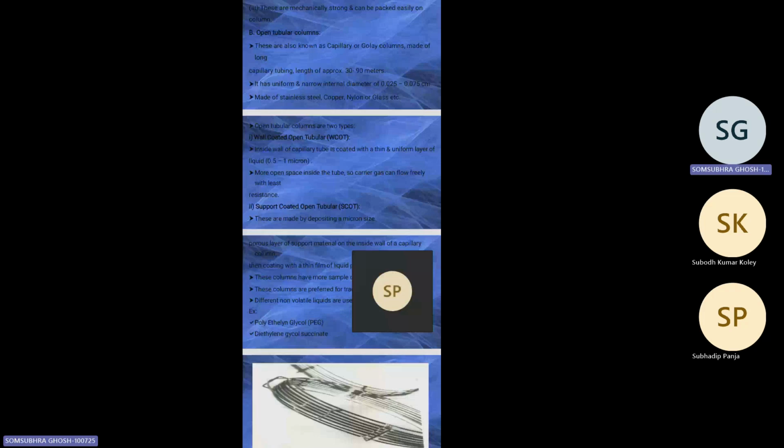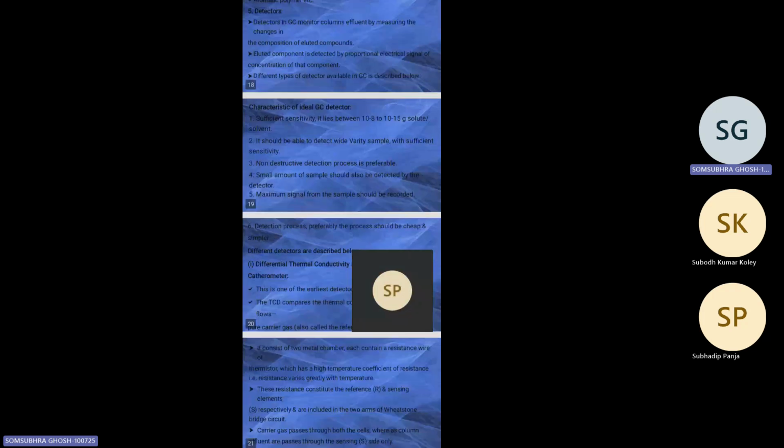And finally, the detectors, the last but not the least and most important part of the gas chromatography, is the detector. The detectors are the component where the sample is detected. After separation takes place, the separated samples can be detected or identified by the detector. So what are the detectors we can use in gas chromatography? Number one is the differential thermal conductivity detector, DTCD.